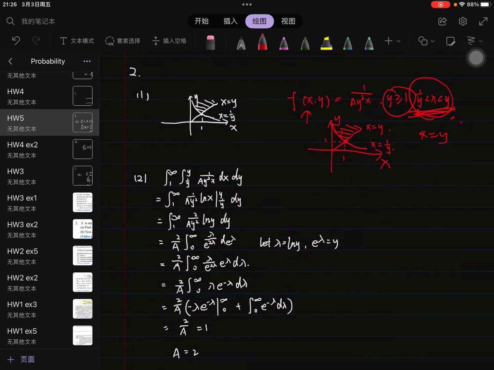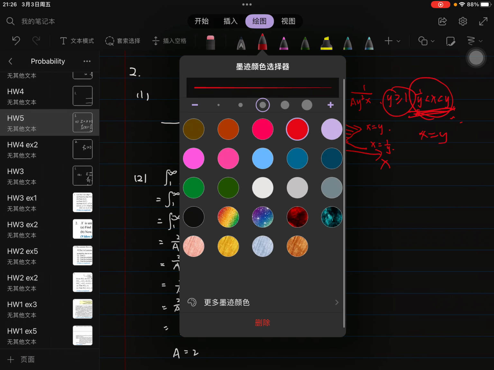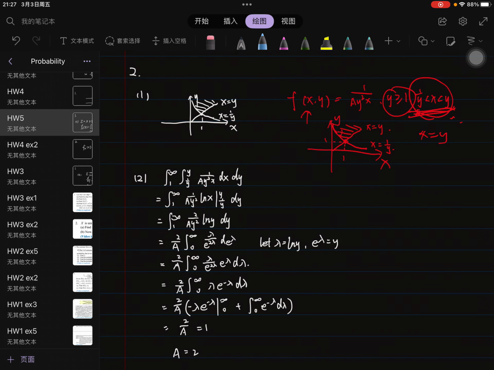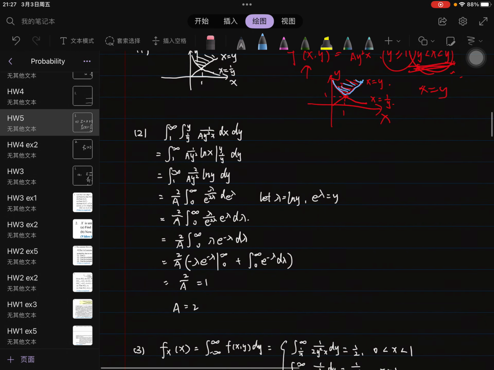Let me change the color, maybe blue. Here x is larger than 1 over y and smaller than y, and y is also larger than or equal to 1. So that is this region.